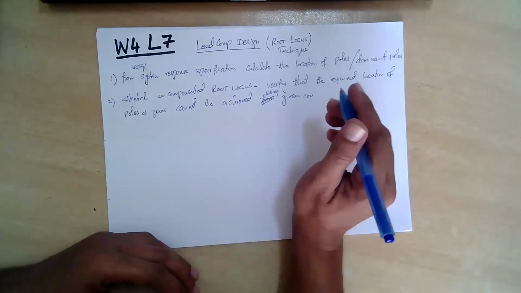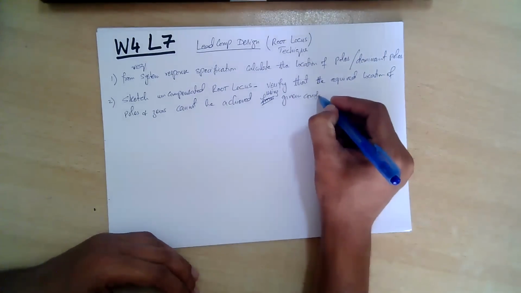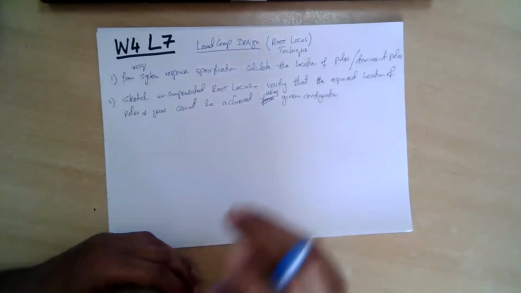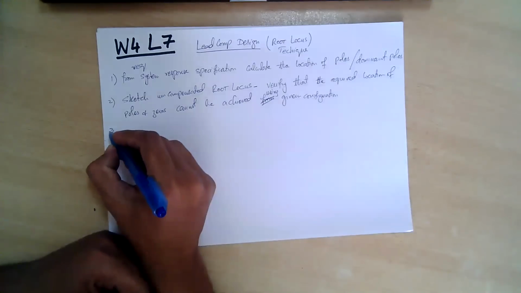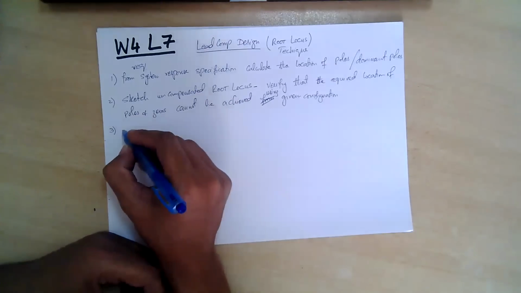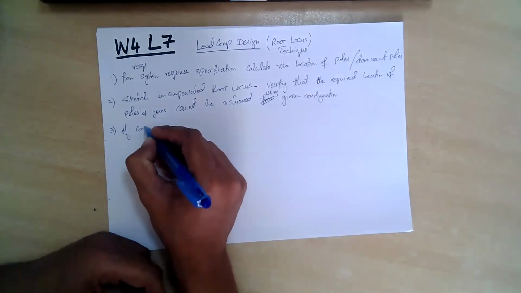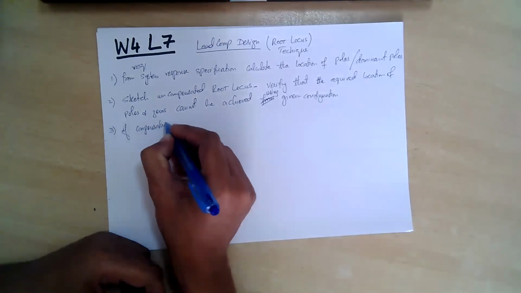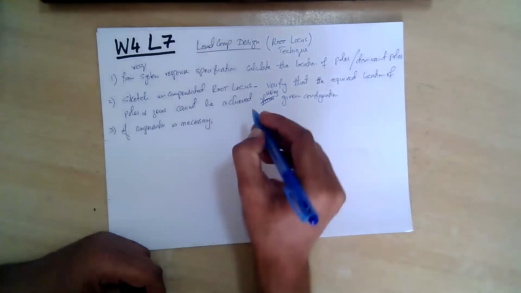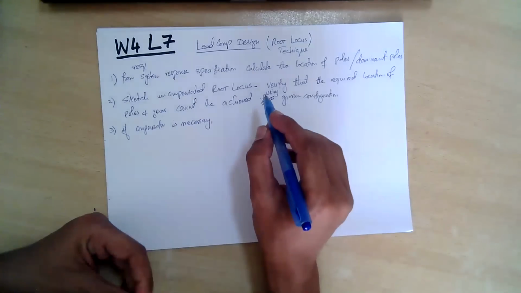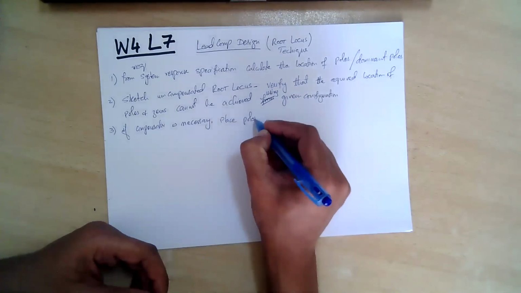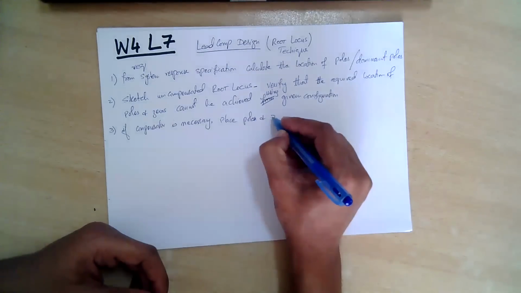then, if a compensator is necessary, place the pole and zero of the compensator.